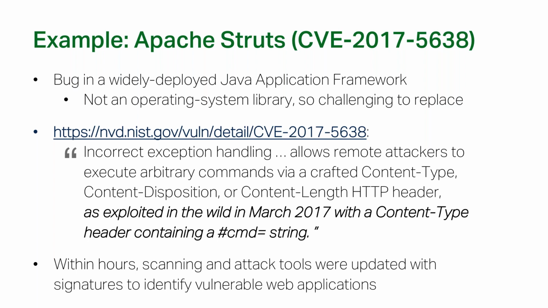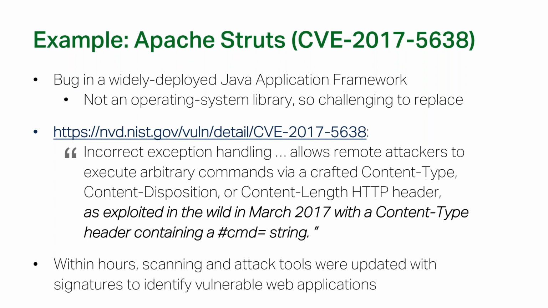In the case of Struts, the vulnerability was subtle, but relatively easy to exploit. It came from incorrect exception handling. When the Struts framework saw a particular HTTP header of an unexpected type, so this was either a content type, disposition, or content length header, when that header was an unexpected value, the Struts framework generated an exception and an error message. And the issue was that the error message took part of the data and treated that as what Struts calls an OGNL expression.